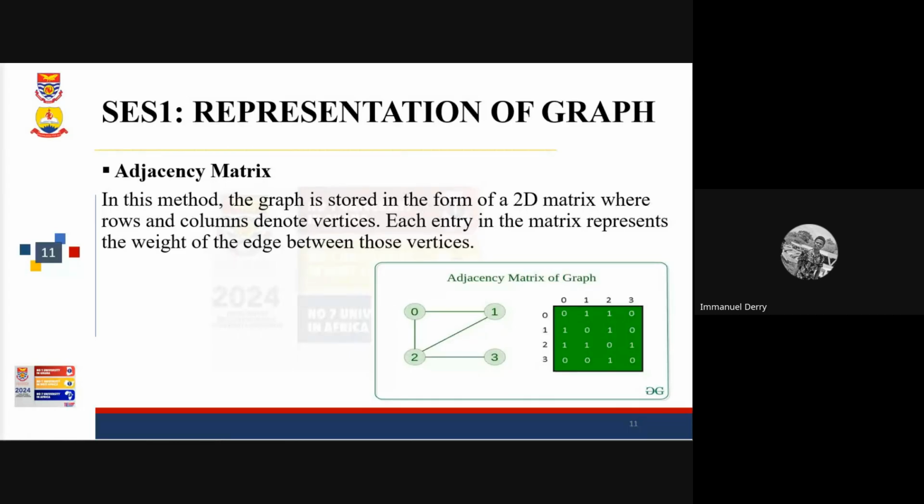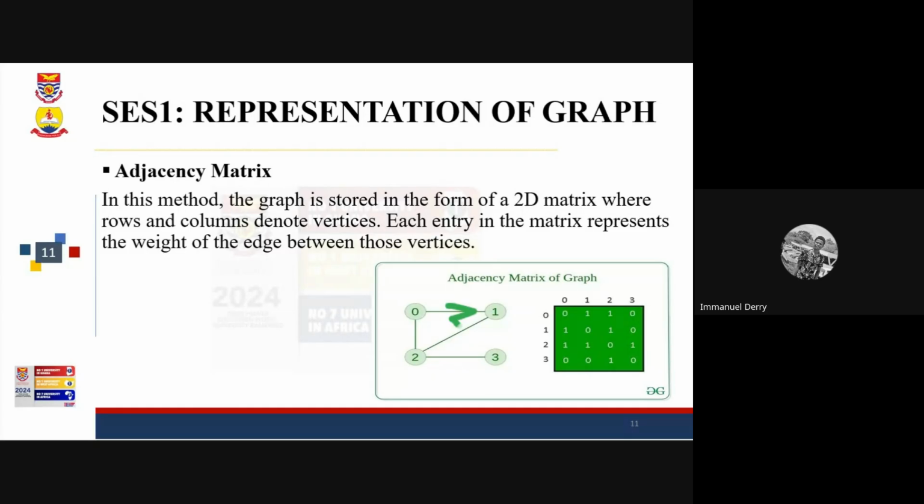Okay, so let's take this 0 and 1 here, for instance. If this is the direction 0 to 1, but not 1 to 0, it means that from 0 to 1 the weight is going to be 1, but 1 to 0, the weight is going to be 0. So by that, it tells you that there's a direction on the graph itself.